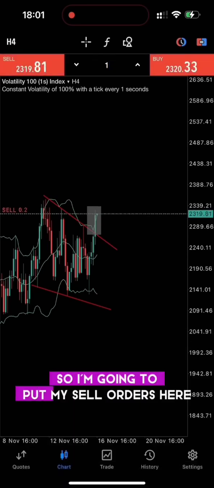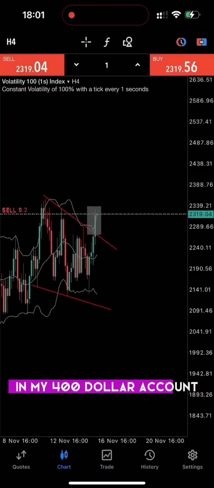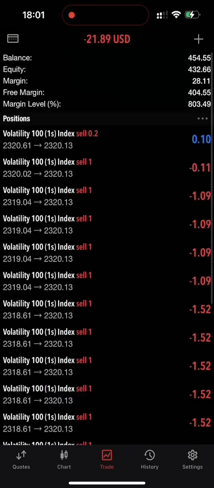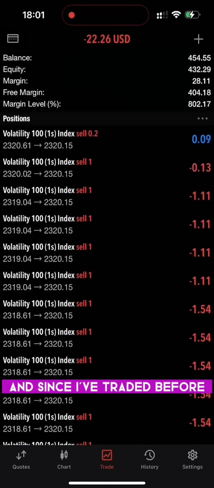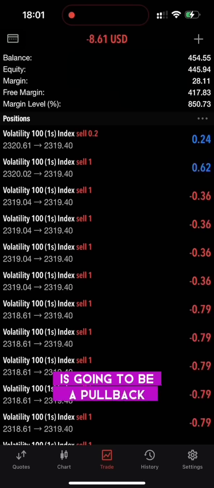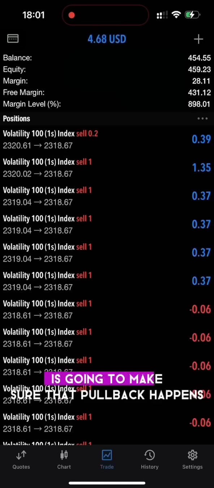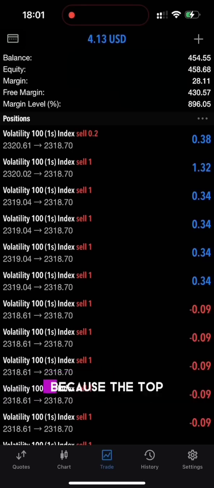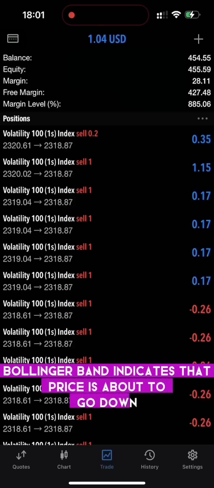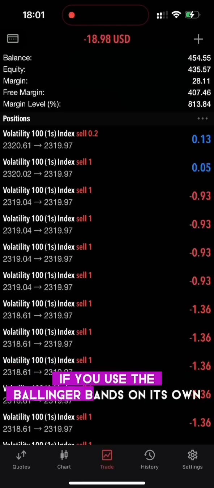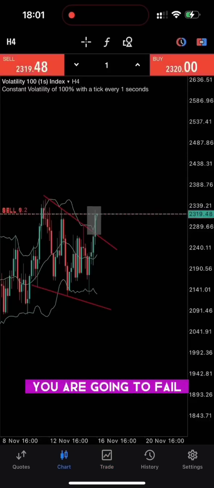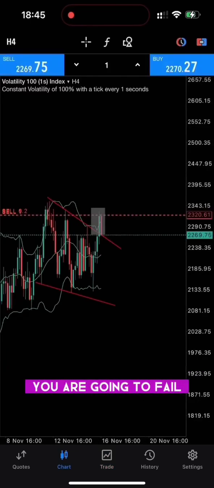So I'm going to put my sell orders here in my $400 account. I'm going to use full margin because I'm sure, and since I've traded before, I know that when there's a break of trend line, there's going to be a pullback, and the Bollinger Band is going to make sure that pullback happens because the top Bollinger Band indicates that price is about to go down. If you use the Bollinger Bands on its own without the trend line, trust me, you are going to fail.